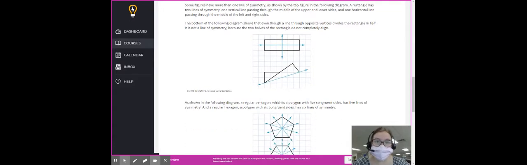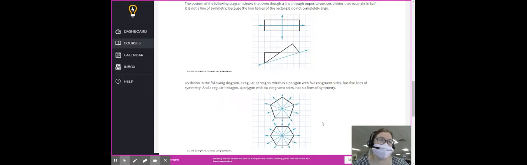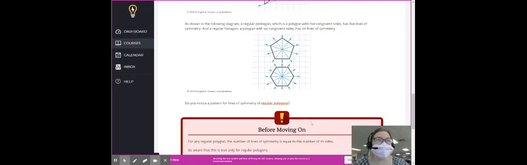Next thing you need to know is what regular polygons are. Regular means all the sides are the same length and all the angles are the same. And if it is a regular polygon, then there's this cool thing: the number of sides it has is the number of lines of symmetry. So right here, notice that this pentagon, so 5 sides, has 5 lines of symmetry. 1, 2, 3, 4, 5. Or this hexagon has 6.